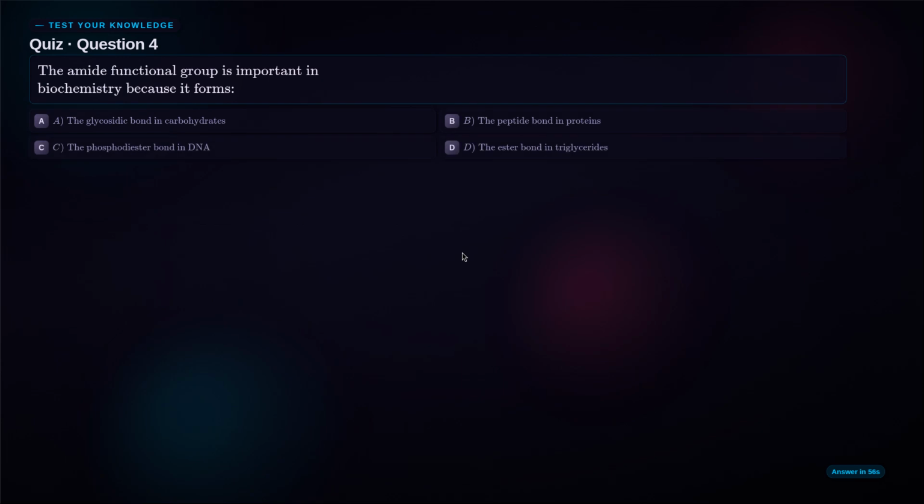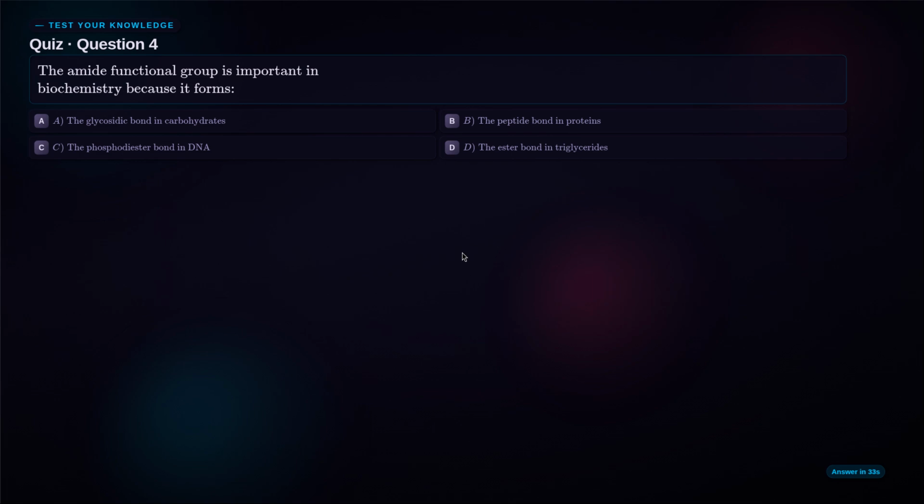Quiz question 4. The amide functional group is important in biochemistry because it forms what? Option A, the glycosidic bond in carbohydrates. Option B, the peptide bond in proteins. Option C, the phosphodiester bond in DNA. Option D, the ester bond in triglycerides.